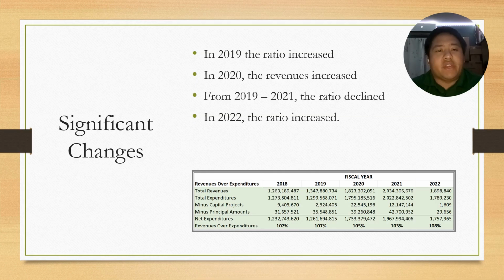Moving on to our significant changes. Now, in 2019, the ratio increased due to revenues drastically increasing more than expenditures. The revenues that increased the most are the operating grants and contributions, gross receipt taxes, and other taxes. And in 2020, the revenues and capital projects increased.